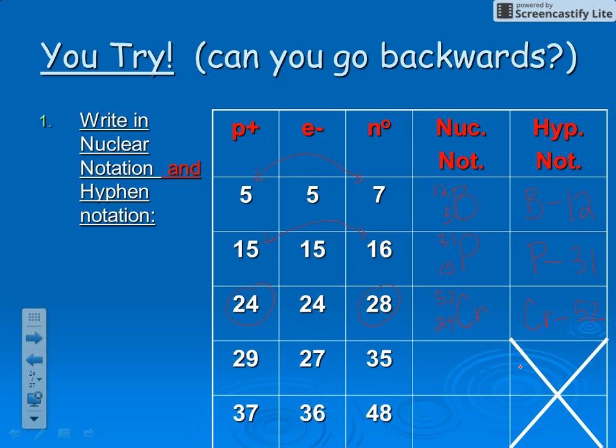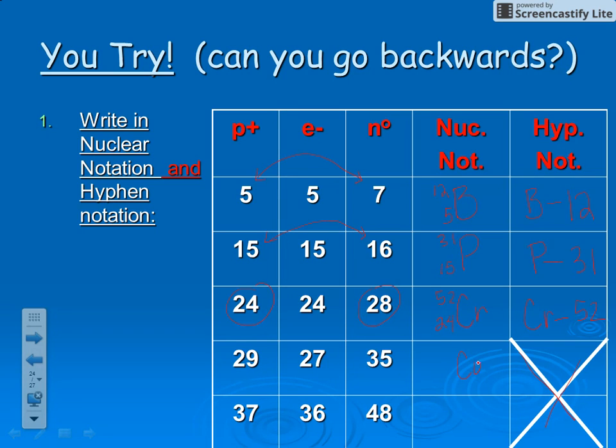Now, on the last two examples, notice how I X'd out the hyphen notation because typically you don't represent an ion in hyphen notation; you will use the nuclear notation. I know these are ions because if you look at your protons and electrons, they are not equal. And this is the first time we've seen this on these examples. You still identify your element by your protons. This has 29 protons, so that means it has to be copper.